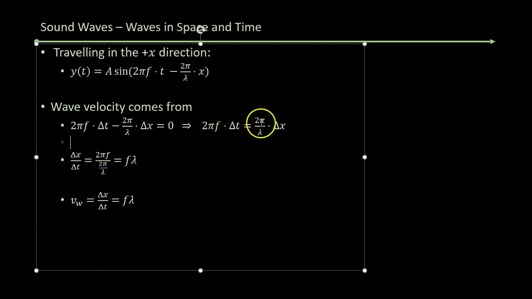2 pi f delta t is 2 pi over lambda delta x, right? Delta x over delta t is 2 pi f over 2 pi over lambda. Well, that ends up being f lambda, or lambda f. Well, delta x over delta t is just the velocity of the wave. It is a velocity. It's the velocity of that point at the top that you're sitting on top of as the surfer. So the wave velocity just ends up being f lambda, or, as I wrote earlier, lambda f.